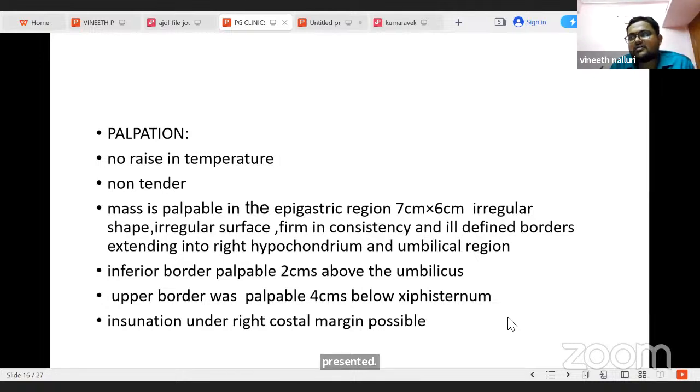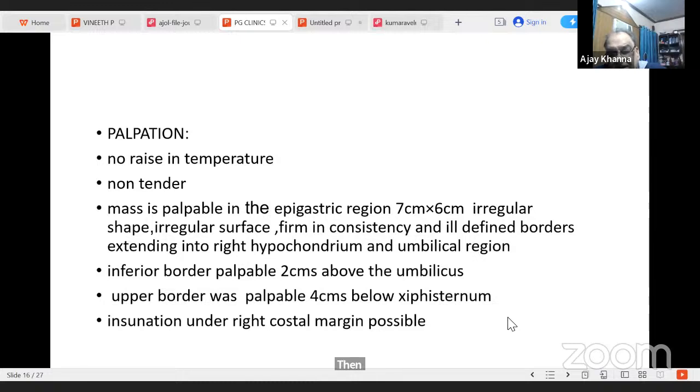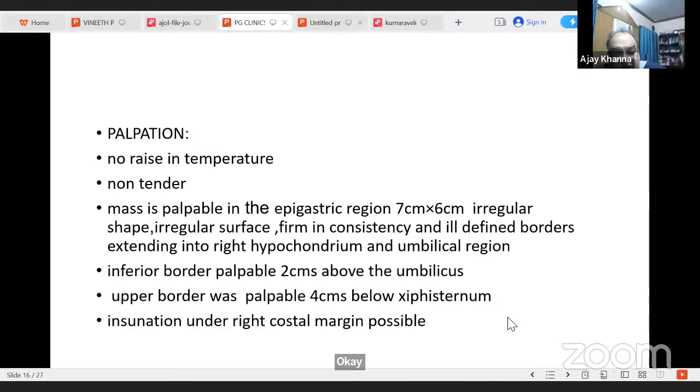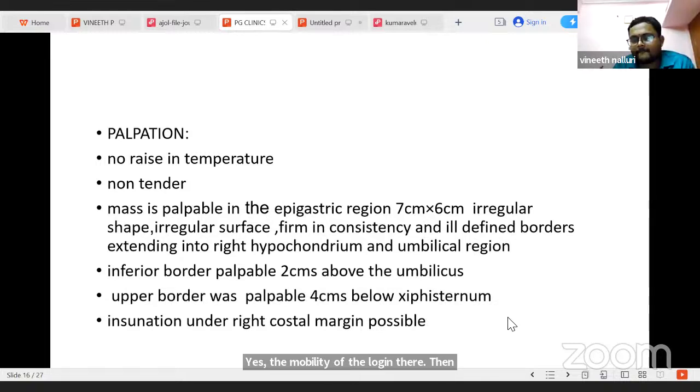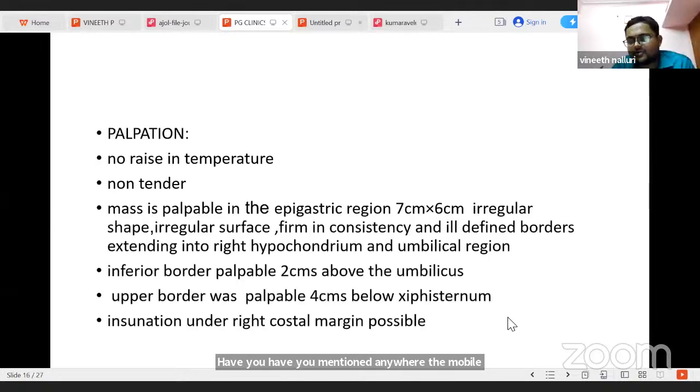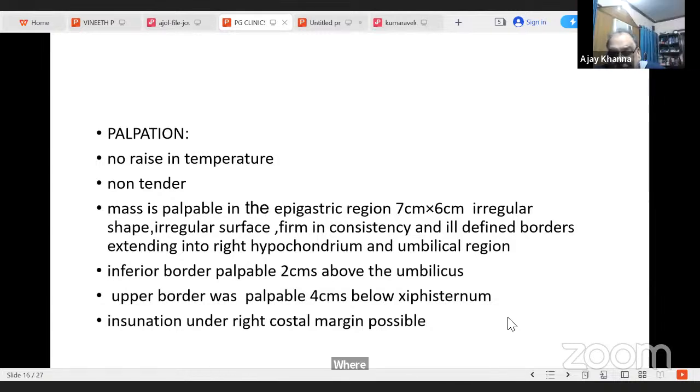From pancreas. Have you told the mobility of this lump? Yes, sir. Mobility of the lump is there, sir. Then have you mentioned anywhere the mobility of this lump? Yes, sir. I have mentioned, sir. Where? Just show that. Moving with respiration is not mentioned. Moving with mobility is not mentioned. So do you think that is not important here? Mobility of the lump?